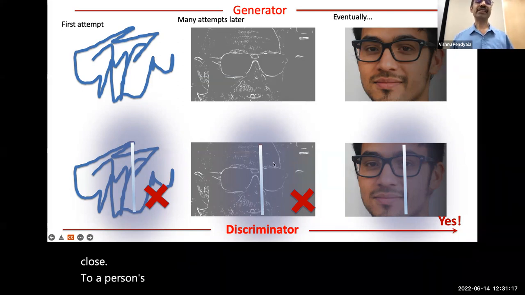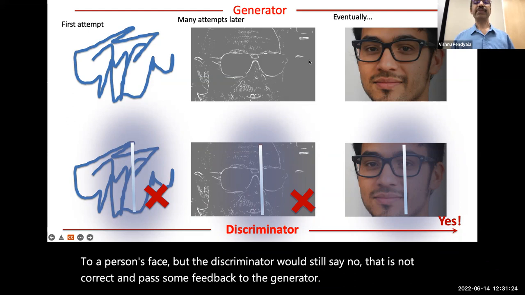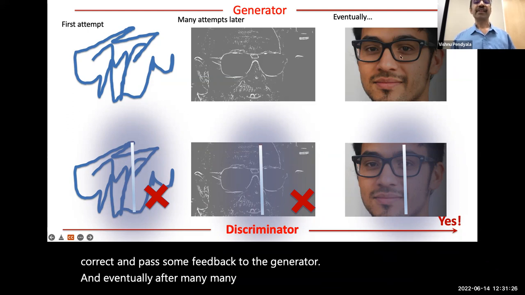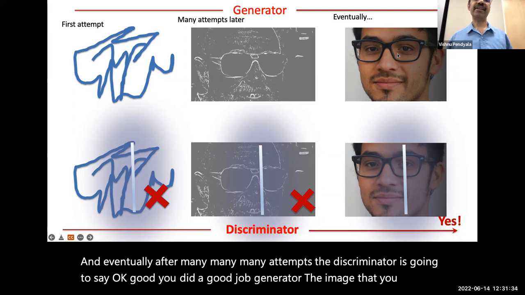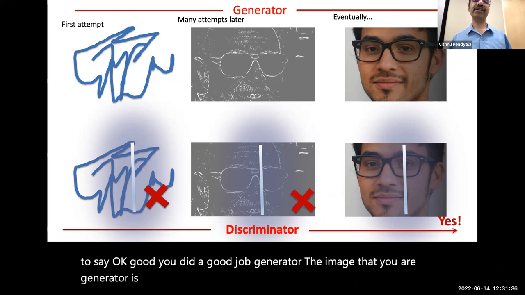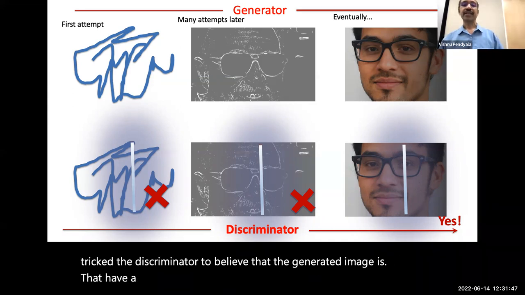But the discriminator would still say, no, that is not correct, and pass some feedback to the generator. And eventually, after many, many, many attempts, the discriminator is going to say, okay, good. You did a good job, generator. The image that you have generated is a picture of a real person. So the generator basically tricked the discriminator to believe that the generated image is that of a real person.